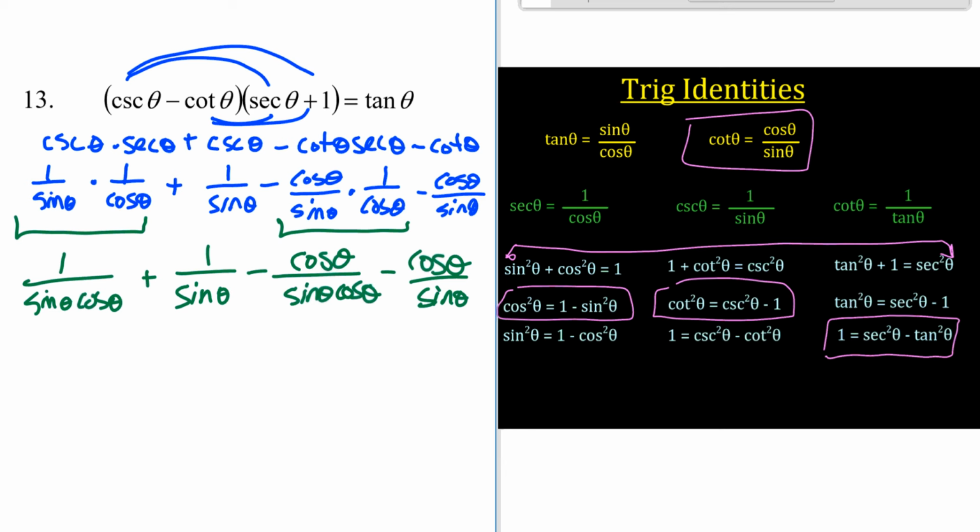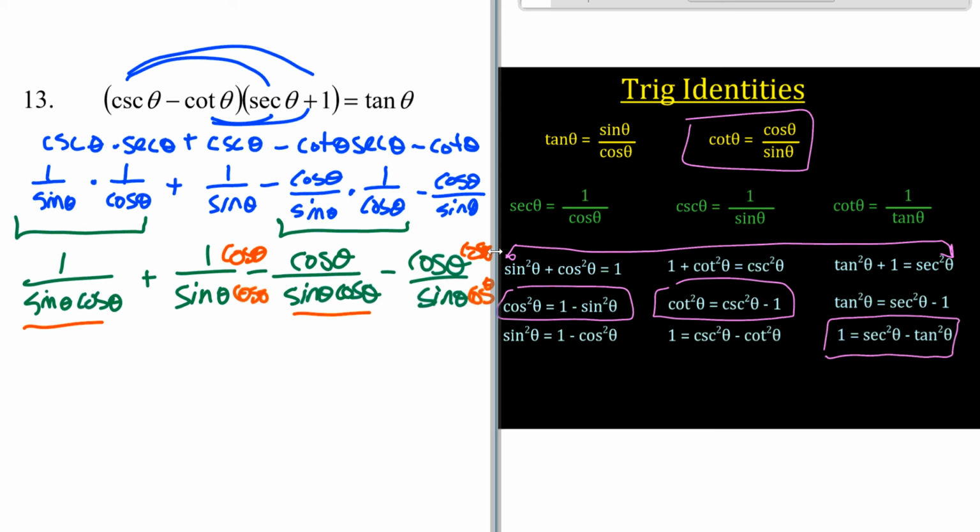So what I'm thinking here is if I can get a common denominator, then I can combine all of these fractions into just one fraction, and hopefully things will cancel out at that point. And so what I'm noticing is if I want to get a common denominator, we've got a sine theta times cosine theta. So basically what I'm going to do is multiply by cosine theta on top and bottom on that one. And same thing here, cosine theta, cosine theta.